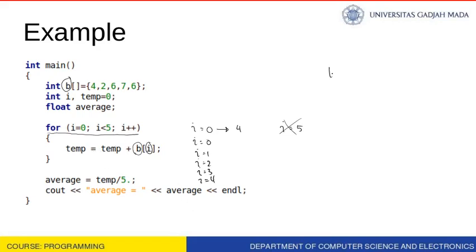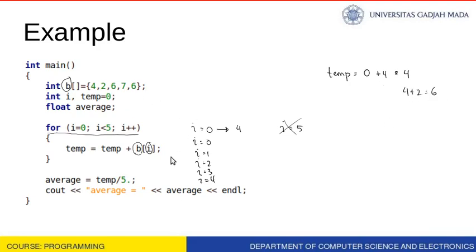So this 10, which starts from 0, will be added by B0, where I is equal to 0. So it will be added by 4, then it will be 4, and then the next iteration will be added by B1. What is B1? B1 is 2. So this plus 2, and 4 plus 2 becomes 6.